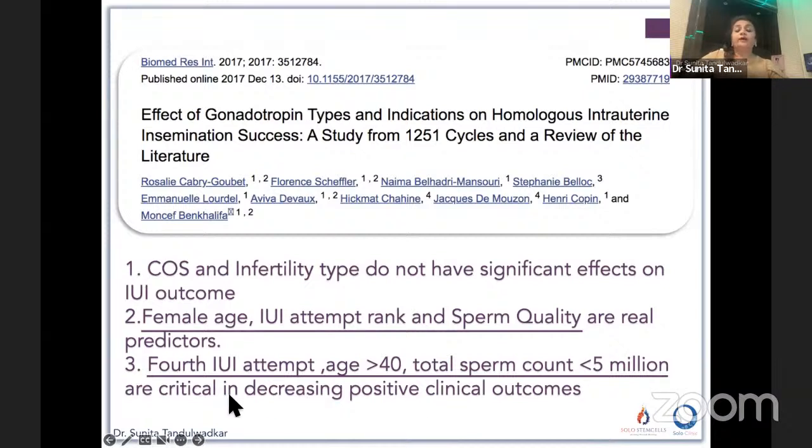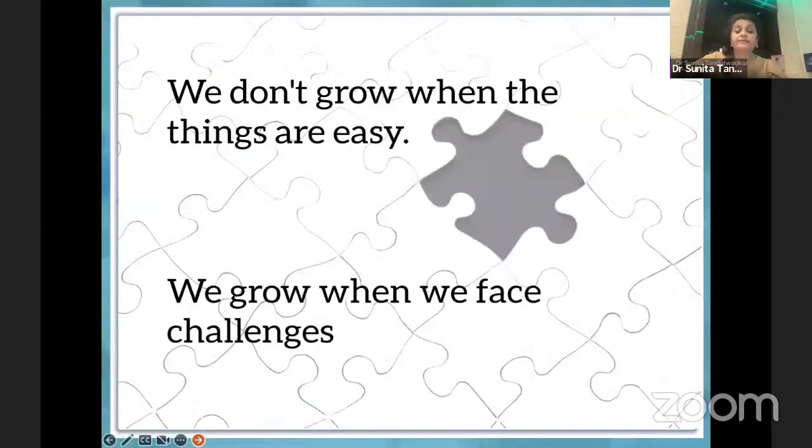So that's what I say. In your first 2 IUIs, you should get a result. Why? Because you are selecting a younger patient, and you are accepting your criteria, the lowermost being 5 million. And that's why if you select the patient well, you monitor her well, your stimulation protocols are good, your lab is good, and your IUI technique is good, you should get good results. So friends, I try to give you as many practical tips as possible. You can keep on talking the entire day on optimizing IUI.